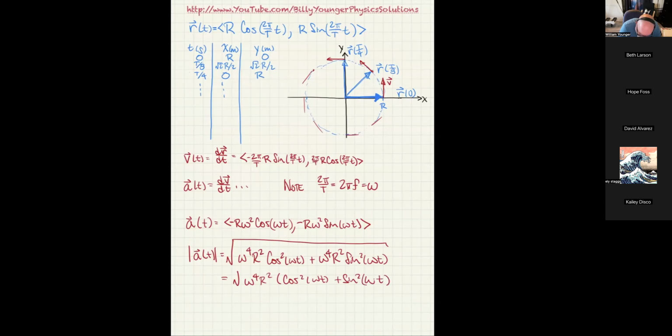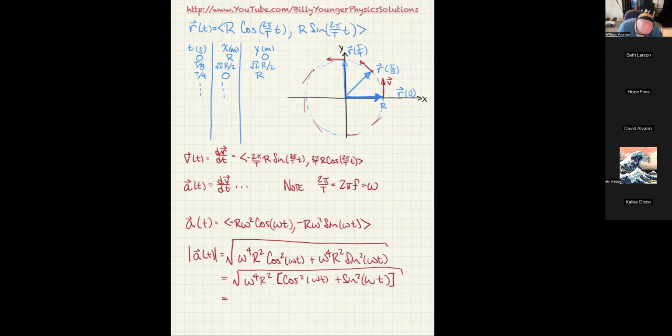Can anybody tell me a useful trig identity? Anyone? Yes, it equals one. Very good, Samuel. And I think a couple other people were trying to say that. So yes, sine squared plus cosine squared is equal to one.